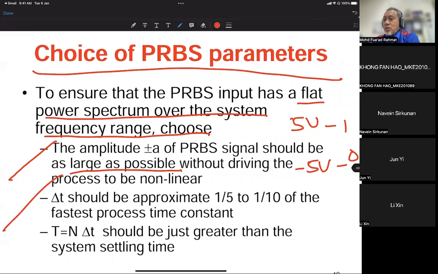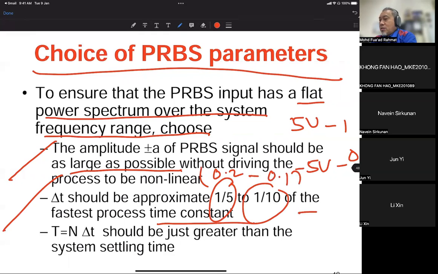And delta T should be approximately 1/5 to 1/10, so 0.2 and 0.1, of the fastest process time constant. So what is time constant? Time constant is when the response is 63% of the final value. So if the final value is 1 volt, then 63% is 0.63 volt.